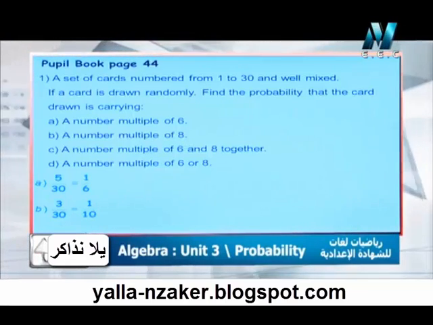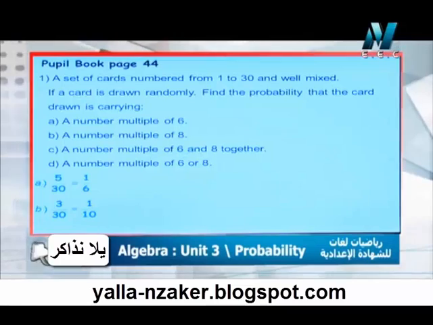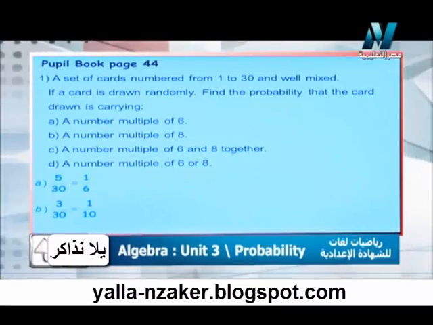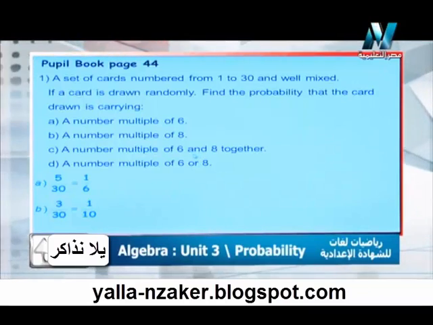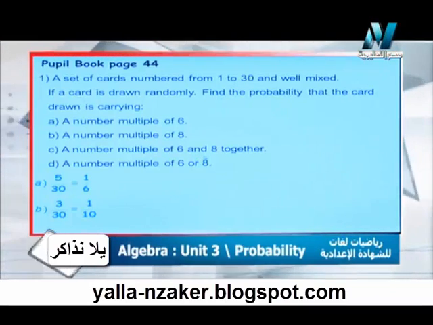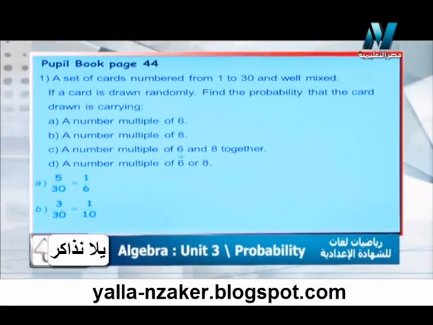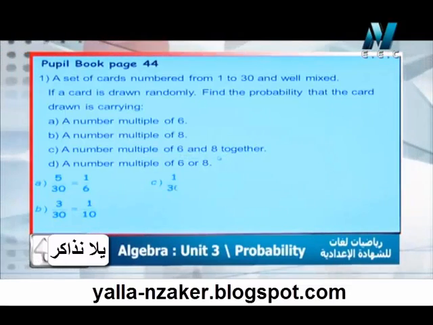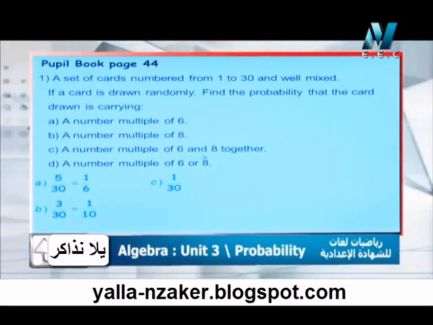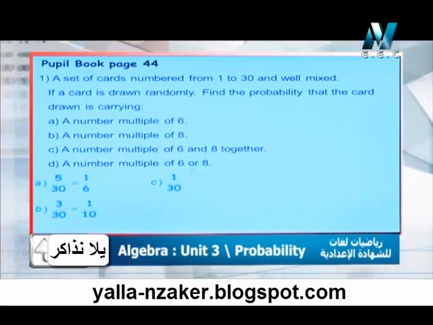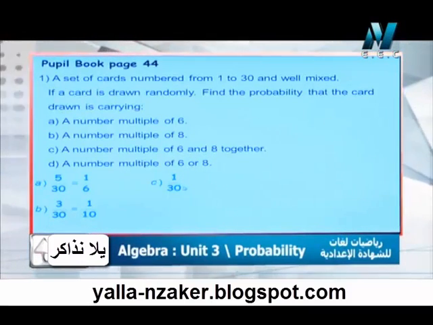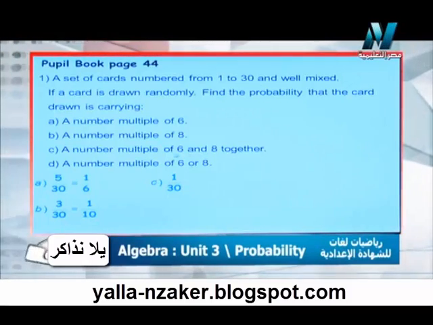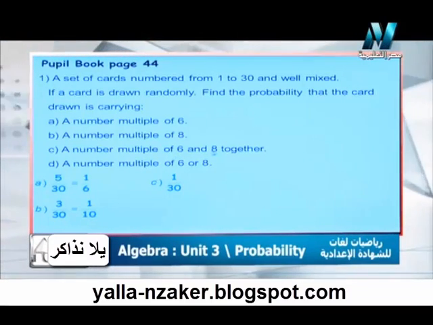A number multiple of 6 and 8 together, I take the intersection here. Actually how many numbers between 1 and 30 are divisible by 6 and 8 at the same time? The answer is one number, divisible by 6 and 8 at the same time, which is 24. So 1 over 30 is the probability of numbers divisible by both 6 and 8.